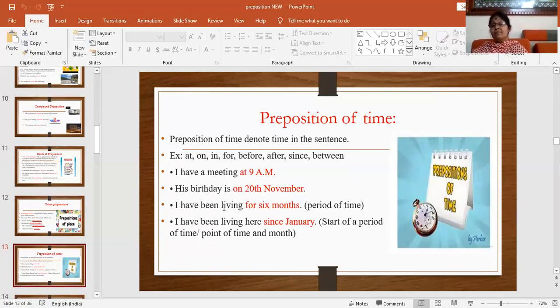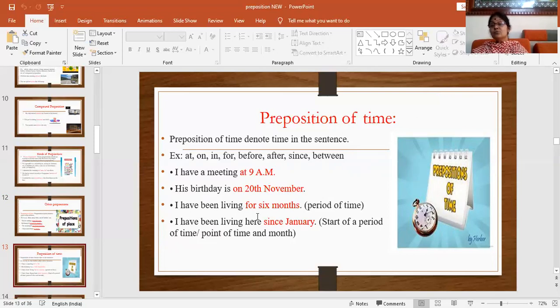I have been living for 6 months, which is our preposition over here, for. And for how much time? 6 months. So for a period of time, we use our preposition for. Then, I have been living here since January. Which is our preposition? Since. Since what time? Since January, right?